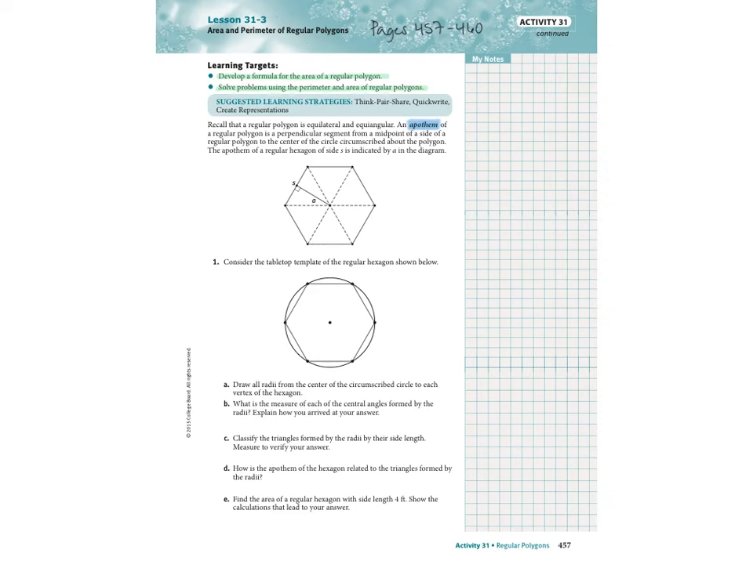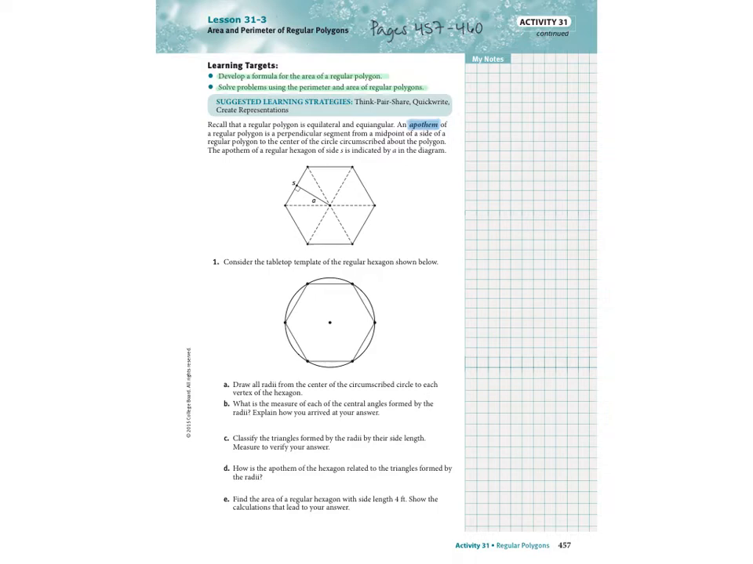Hi everyone, go ahead and pull out pages 457 through 460. We're going to start looking at lesson 31-3. We're going to look at the area and perimeter of regular polygons. Here we can see our learning targets are that we're going to develop a formula for the area of a regular polygon, and we're going to solve problems using perimeter and areas of regular polygons.